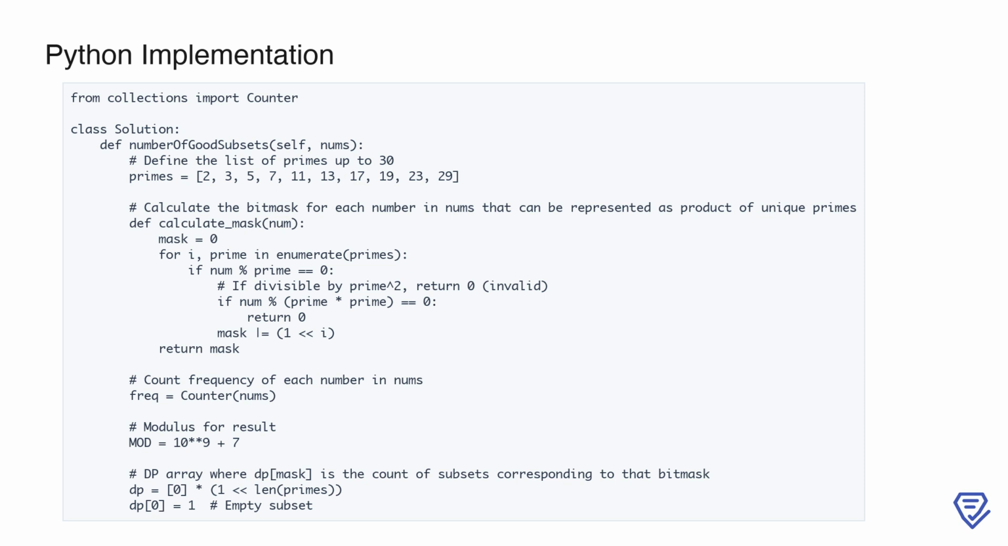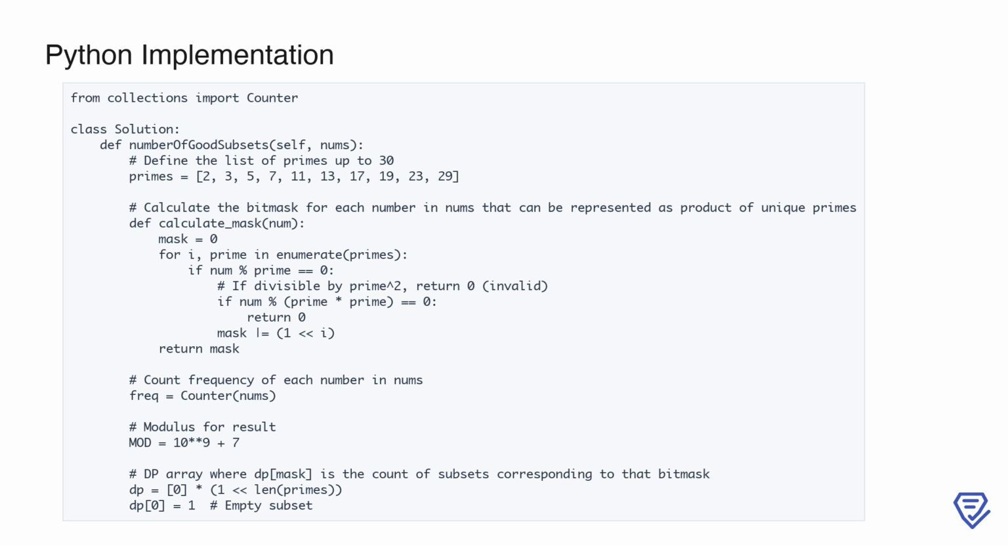This function takes a number as input and calculates a bit mask representing the unique prime factors of the number. For each prime in our list, if the number is divisible by the prime, we check if it is divisible by the square of that prime. If it is, the number is invalid and we return a mask of 0. Otherwise, we update the bit mask to include the current prime.